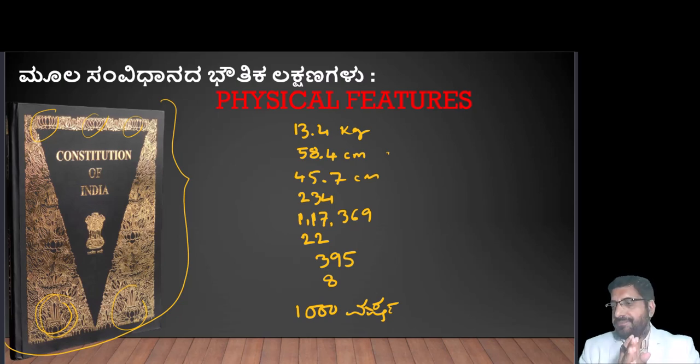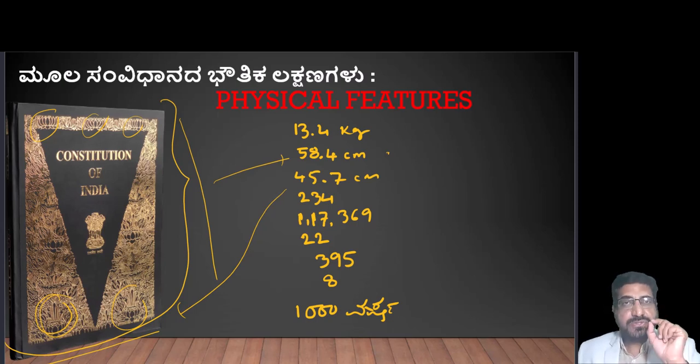Now this is our original constitution, very bulky, and the largest constitution in the world, because its weight is 13.4 kg, its length is 58.4 centimeters and its breadth is 45.7 centimeters. It contains 234 pages. 234 is not much, don't say like that, because the paper size is very huge. The Alabama constitution, of one of the states of the USA, is even larger than ours, but Alabama is just a state. India, our country, is a sovereign republic. So, this is the largest constitution in the world.